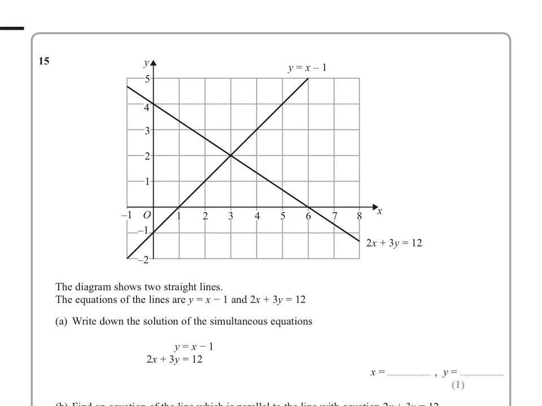Question 15a. The solution of the simultaneous equations is where the lines cross on the graph. So that is when x equals 3 and y equals 2.